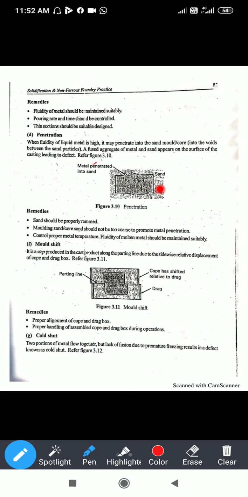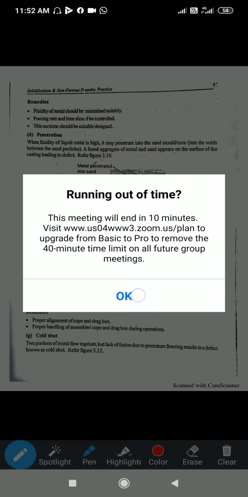Mold shift is a step produced in the casting product along the parting line. This is the parting line, this is the cope and this one is the drag. When during or after pouring the molten metal the parting line shifts, and both boxes are shifted relative to each other, the casting during solidification doesn't come in proper dimensions. The alignment of the casting is changed.